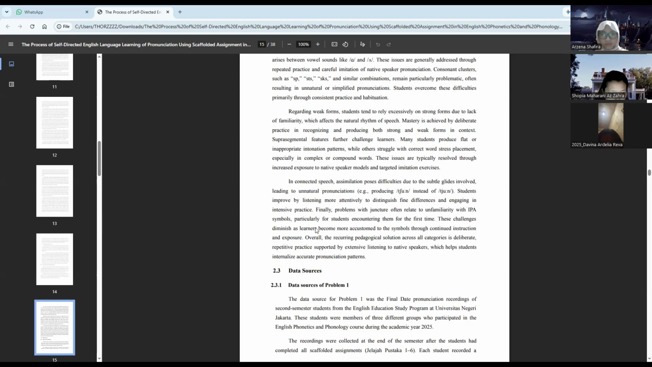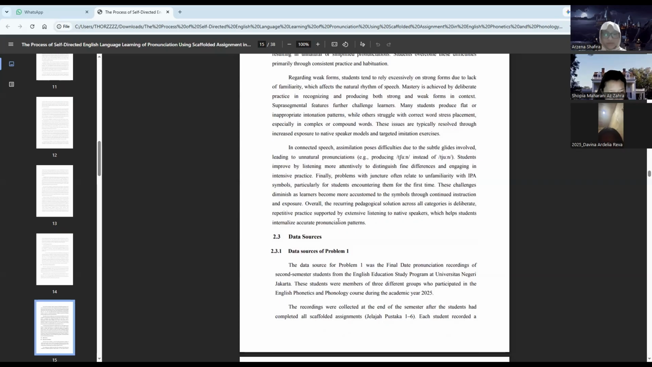And finally, problems with junctures often relate to unfamiliarity with IPA symbols, particularly for students encountering them for the first time. This challenge diminishes as learners become more accustomed to the symbols through continued instruction and exposure. Overall, the recurring pedagogical solution across all categories is deliberate, repetitive practice supported by extensive listening to native speakers, which helps students internalize accurate pronunciation patterns.